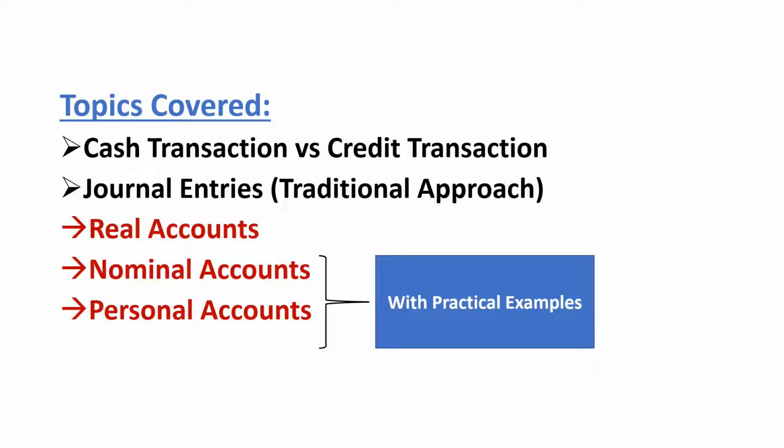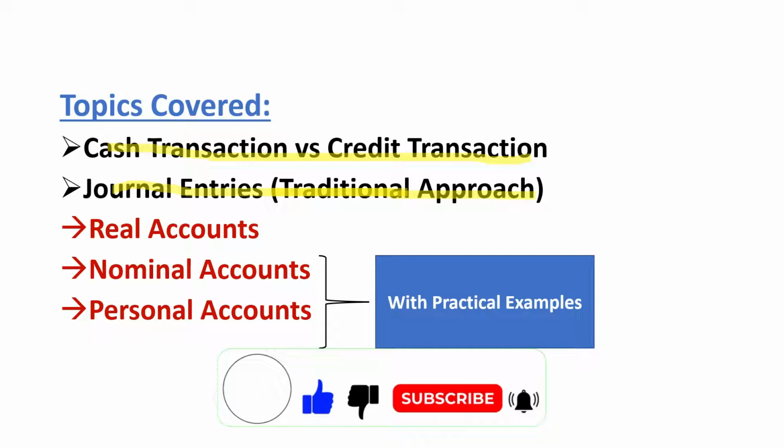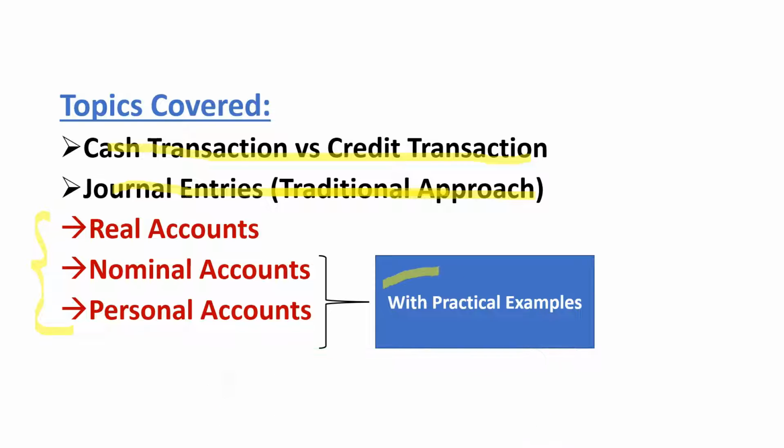Our today's topic is related to journal entries with the traditional approach, and we will also cover cash transactions versus credit transactions. In this traditional approach, we have to study what is a real account, nominal account, and personal account, and how we journalize them with practical examples.